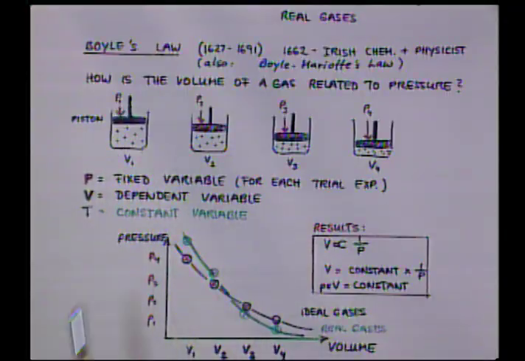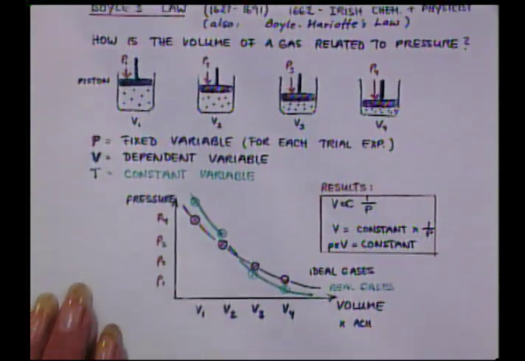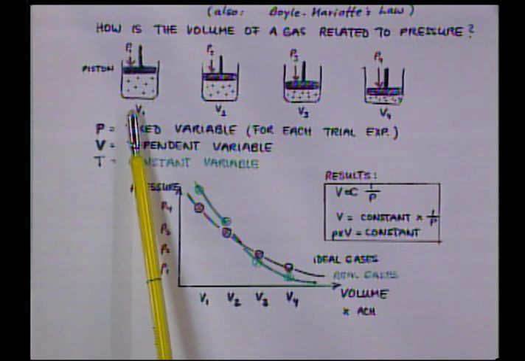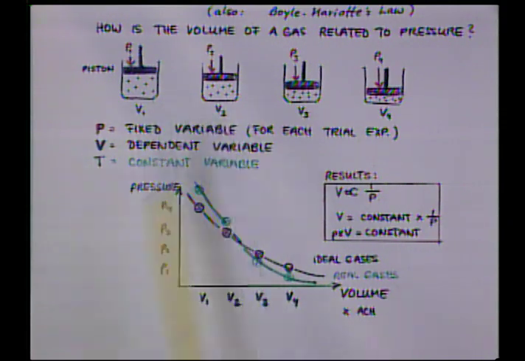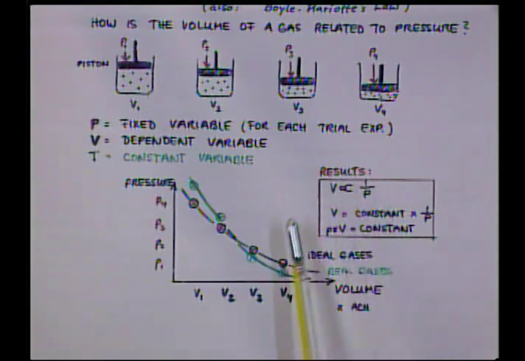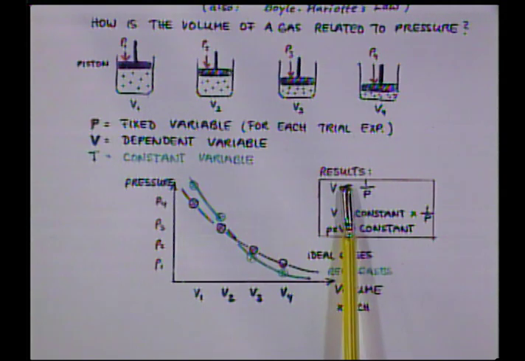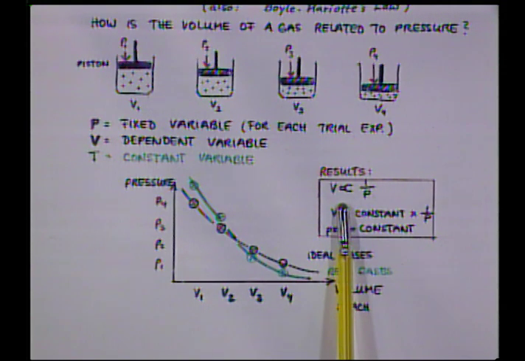We have to numerically verify our observations. So Boyle did this, and he studied systematically various pressure-volume combinations. And it turned out that volume and pressure are inversely proportional. So we can say here in the results, volume is proportional, this is our proportional sign, to 1 over P.